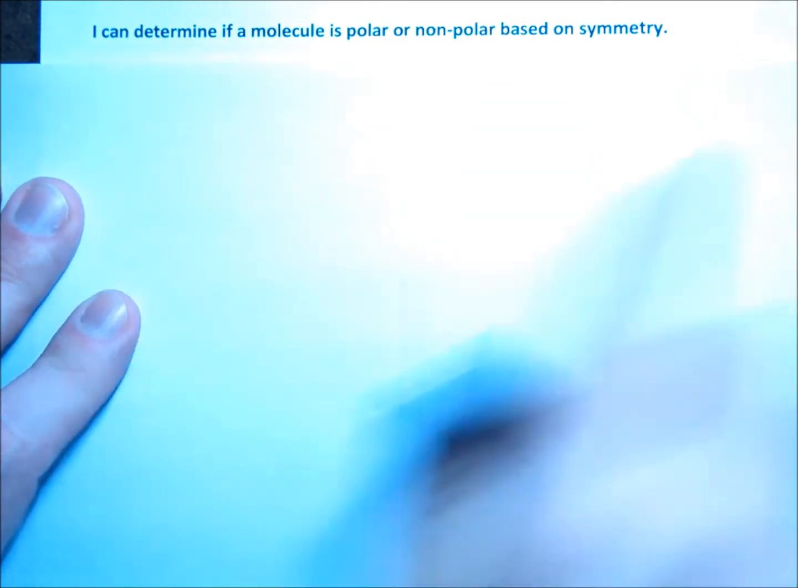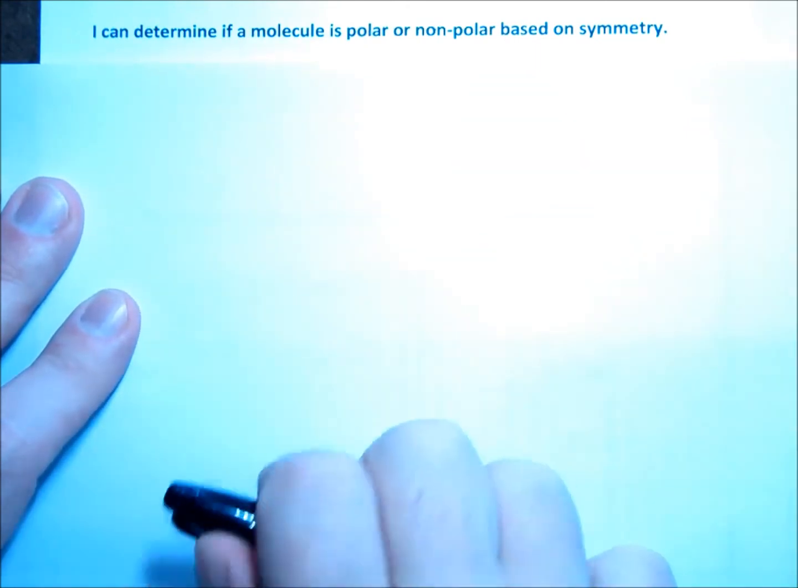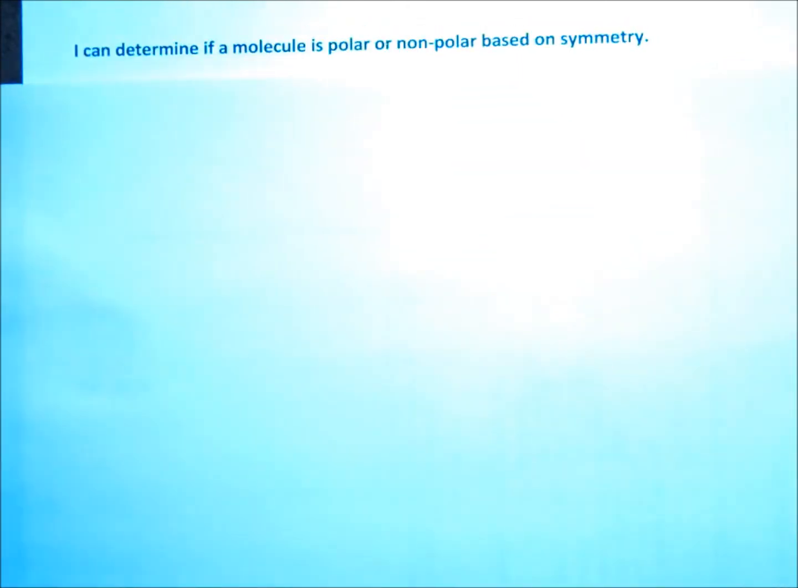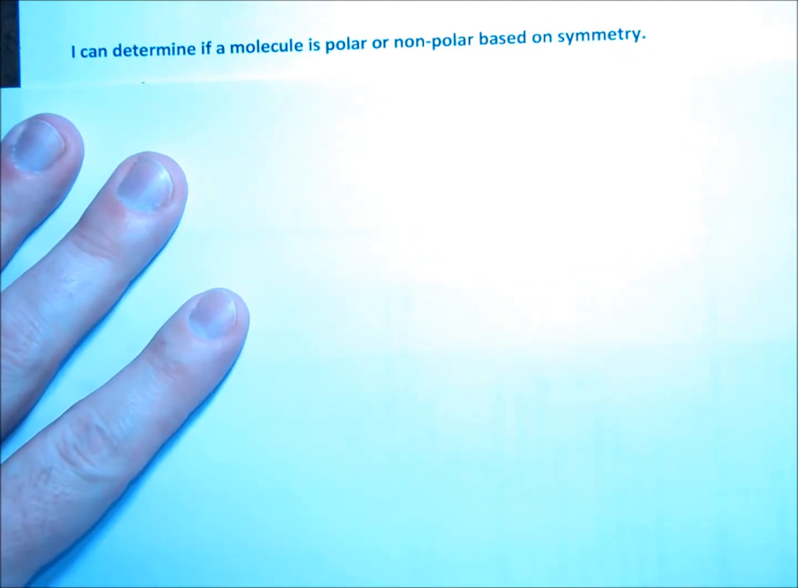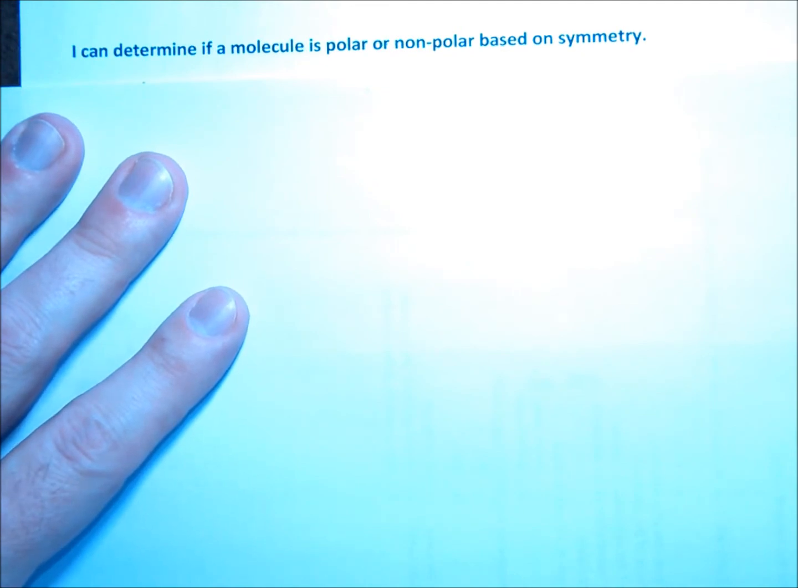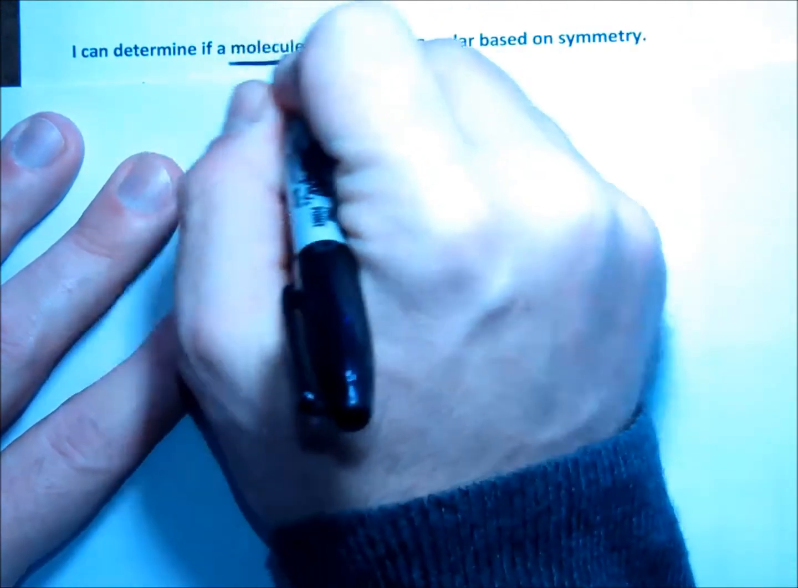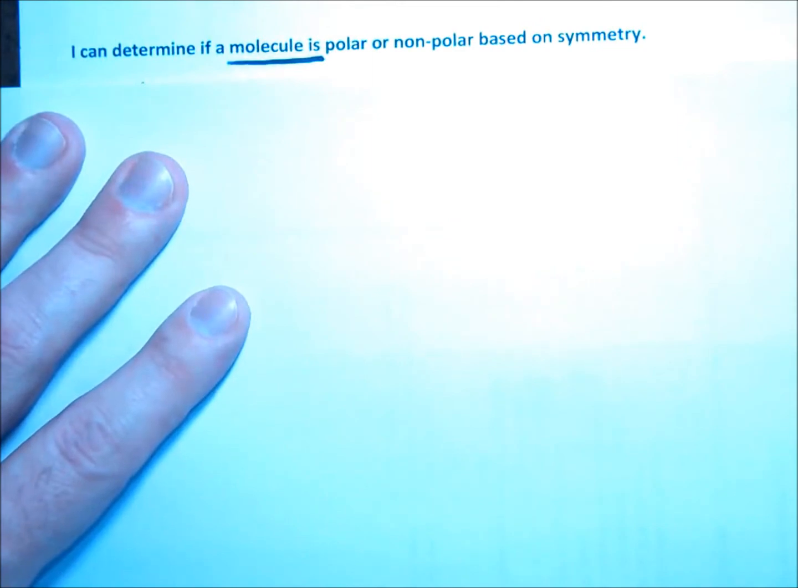Okay. So write down this I can statement. I can determine if a molecule is polar or nonpolar based on its symmetry. Alright, so you already know how to tell if a bond is polar or nonpolar based on the differences in electronegativity, but that's just for a bond, not for a molecule. It's a little bit different. Knowing if you have a polar bond is the first step of knowing if you have a polar molecule.